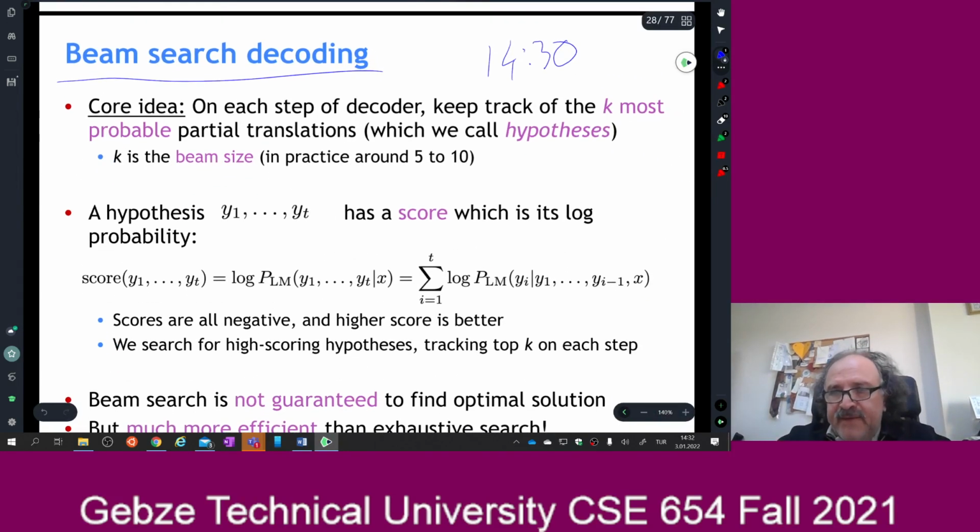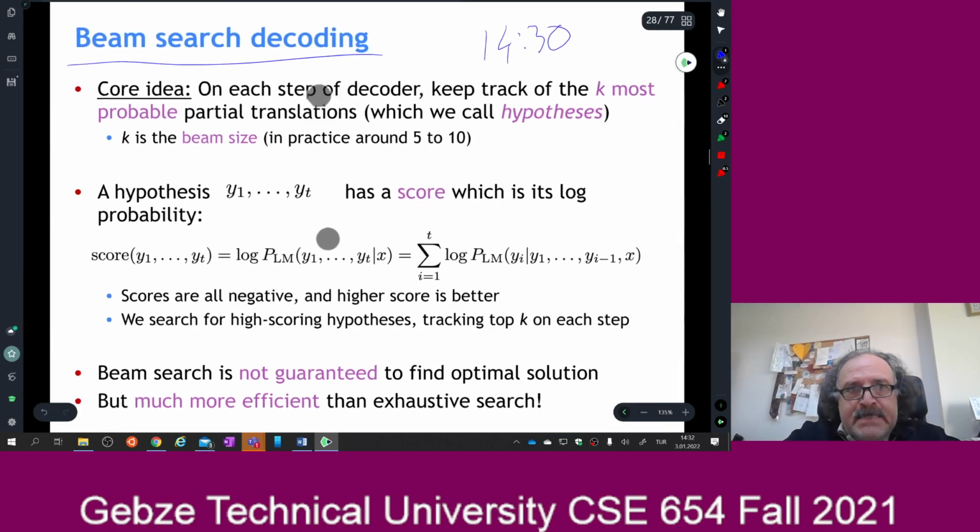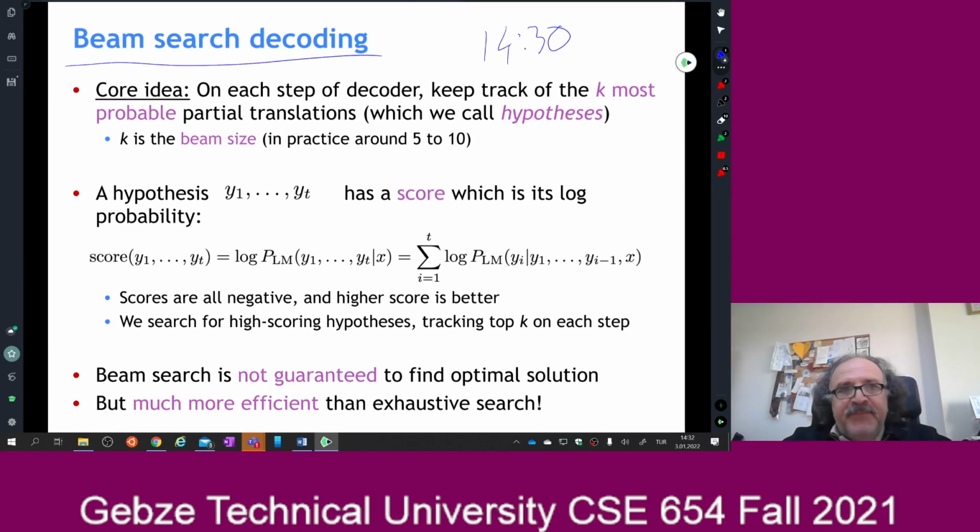Okay, we are back. So we are going to use beam search. Did anybody have an answer for the beam search? Did anybody remember it? Okay, no answers.